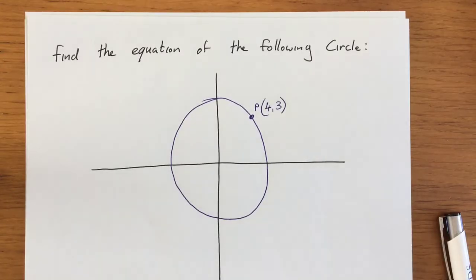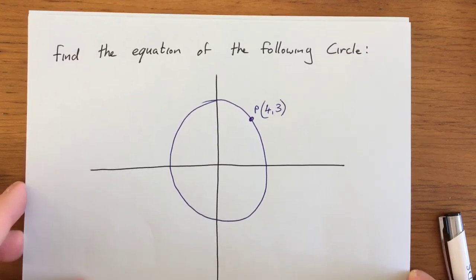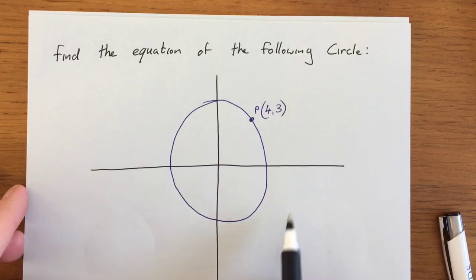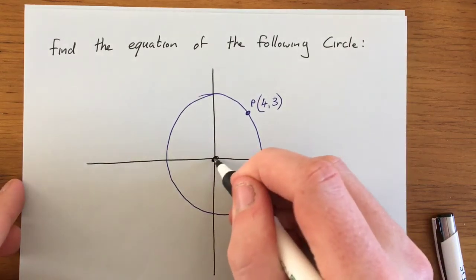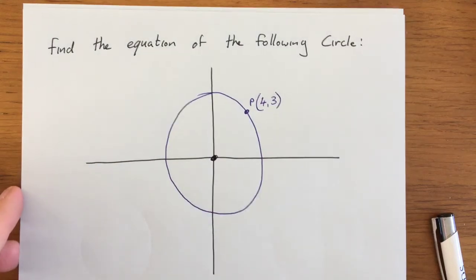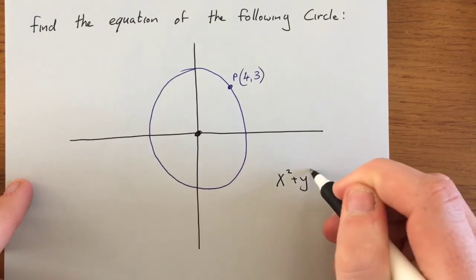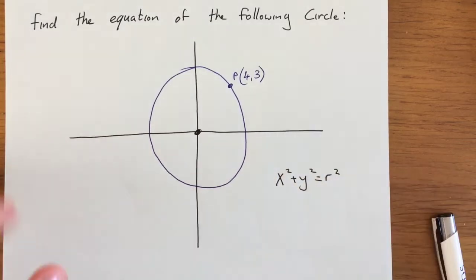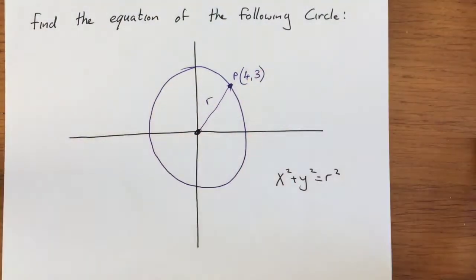Okay, so here is the next question that we're going to have a look at. This one says, find the equation of the following circle. So we have a circle here. The center of that circle is clearly on 0, 0. So once again, we can say that the equation of this circle needs to be in the format that we were just talking about: x squared plus y squared is equal to r squared. But in this question, they do not tell us what the radius is, so we're going to have to find it ourselves.